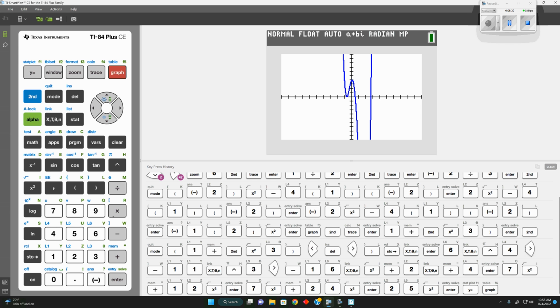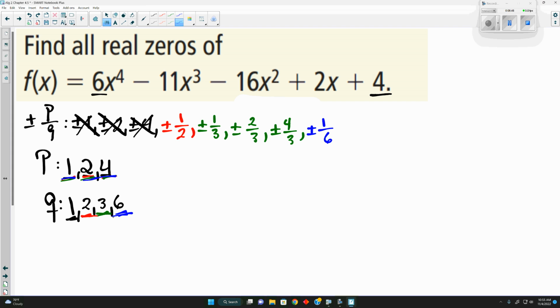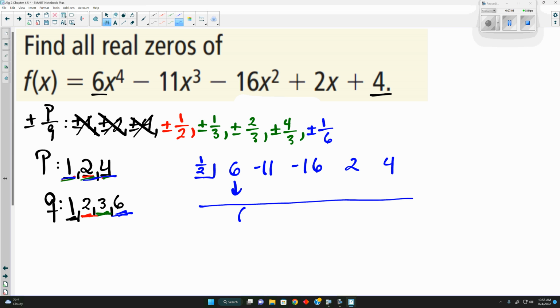Is it closer to 0 or closer to 1? Or neither? That kind of looks in the dead center, doesn't it? Do we have one that's exactly between 0 and 1? We have a half, yes? So we could set up synthetic division and put 1/2 in the cubbyhole, and across the top we would have 6 for x to the 4th, negative 11 for x cubed, negative 16 for x squared, 2 for x, and 4 for our constant term.